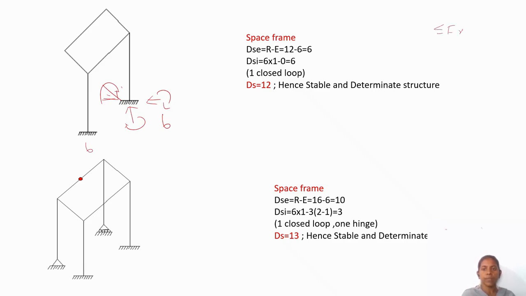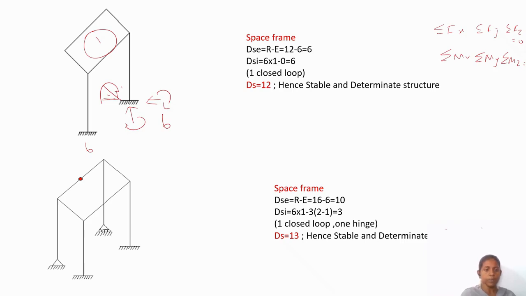How? Fx, Fy and Fz equal to 0. Similarly Mx, My, Mz equal to 0. So 6 equations, and one closed loop is present here. So 6 into 1, so 6. So 6 minus 6, 6 plus 6, equal to totally 12 degrees of freedom.